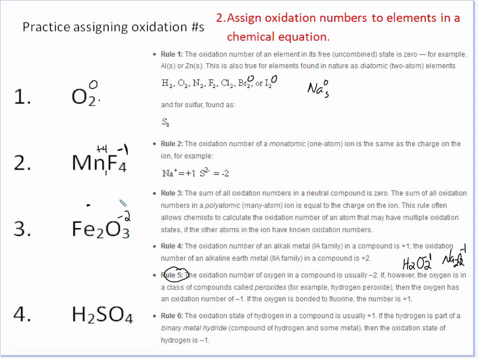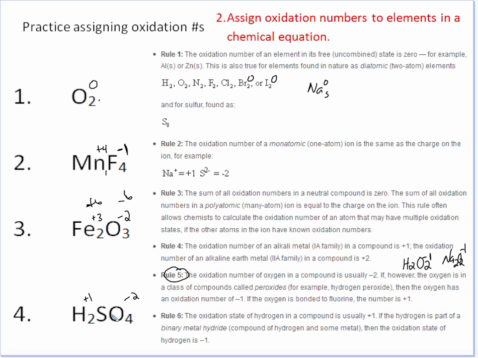So 3 times -2 makes a total of -6. So 2 times what has to make +6, because a compound's neutral. So this iron has to be +3. Oxygen's always -2, hydrogen's always +1, or almost always it is. All right, anyway, so then here's the whole thing.